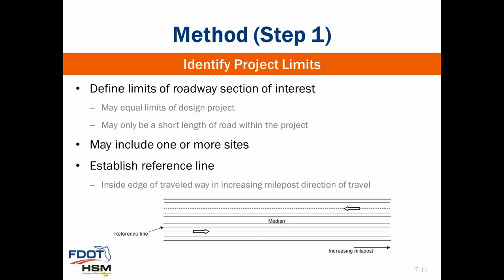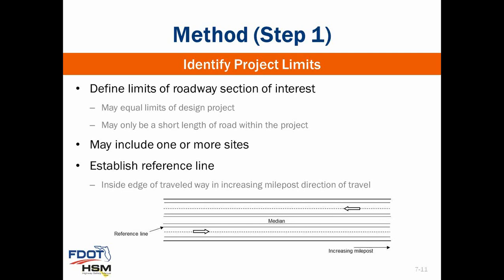The first step in the predictive method is to identify the project limits. In step 1, we define the limits of the freeway section of interest. These limits will depend on the purpose of the study. The study may address an entire project, or it may just focus on a short length of roadway in one portion of the project. The project limits may include just one site, or they may include several sites.